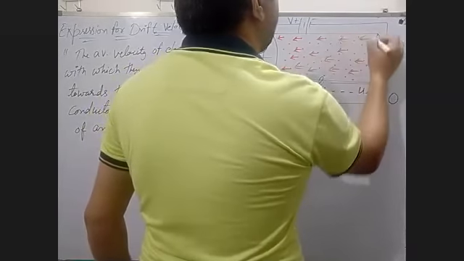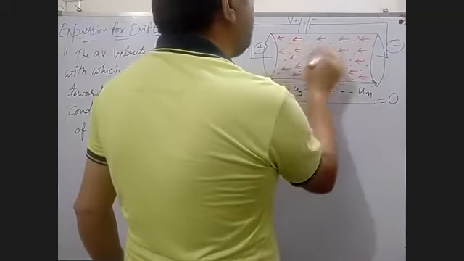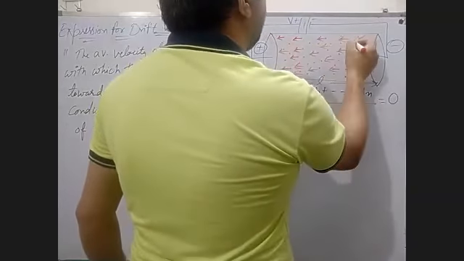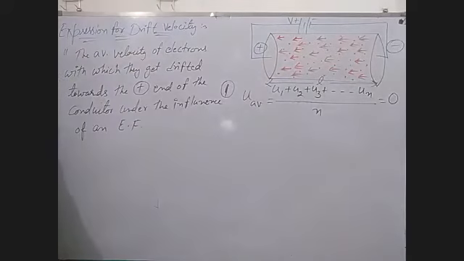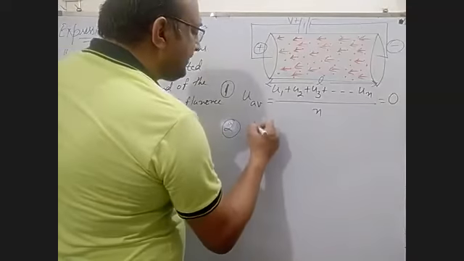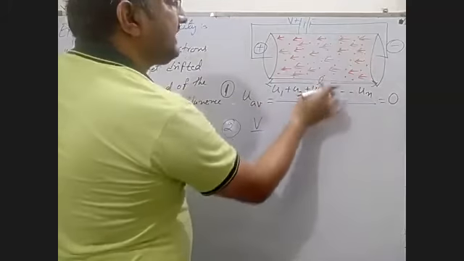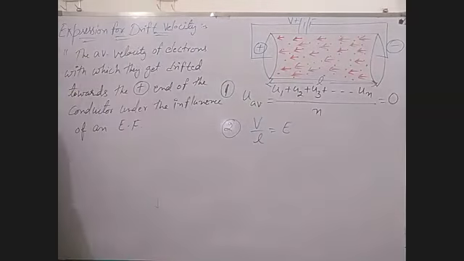In this way. Okay. Now there will be some collision also. And they now get drifted towards the positive terminal. In this way, you can see this thing in this diagram. Now we know that another thing is, this is voltage V and this is length L, and this thing we can write in terms of electric field, the ratio of voltage and length.